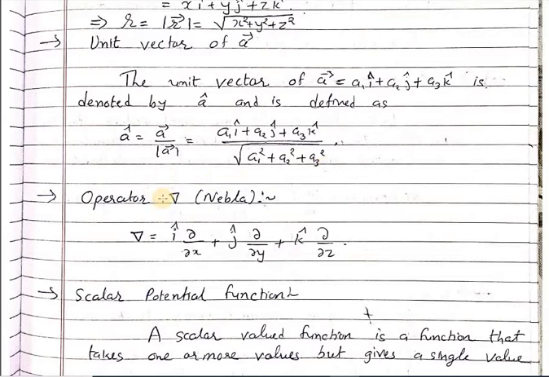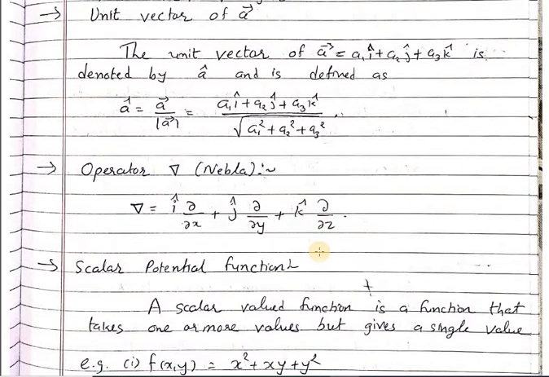Now we are going to learn the operator del, whose notation is known as nabla. So nabla, the operator del, is defined by i into del by del x plus j into del by del y plus k into del by del z.